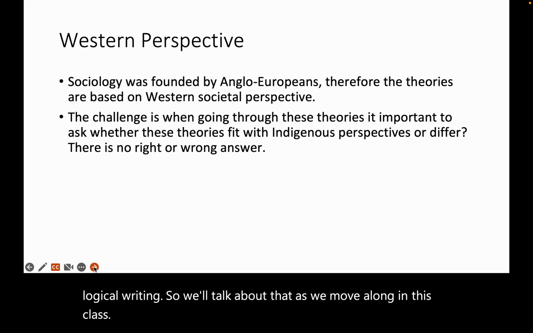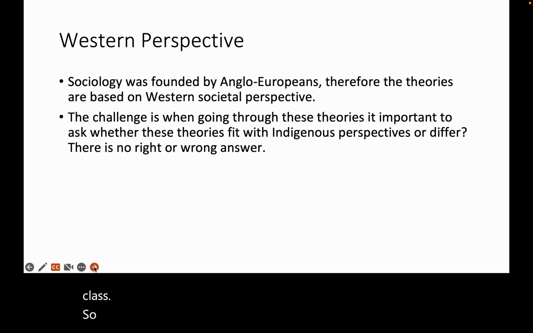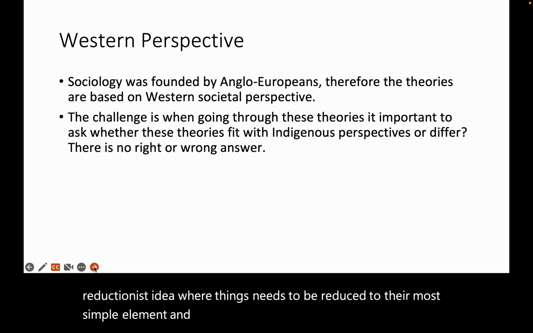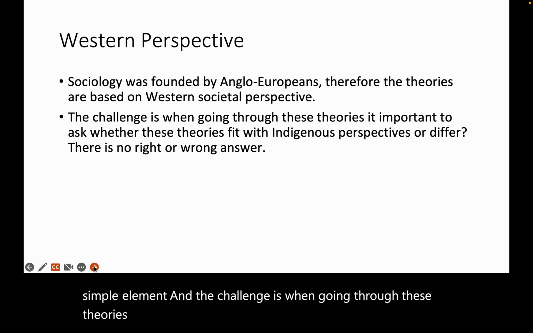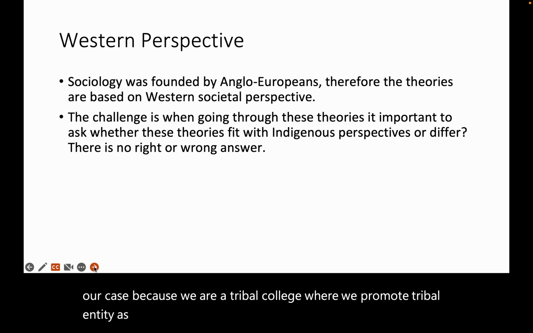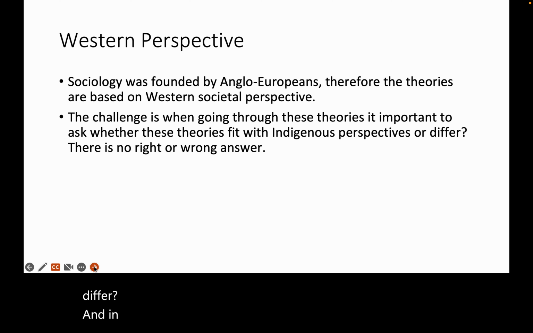So again, sociology was founded on an Anglo-European idea. It's a reductionist idea where things need to be reduced to their most simple element. And the challenge when going through these theories is it's important to ask whether these theories fit, in our case, because we are a tribal college where we promote tribal identity, does it take into account the indigenous perspective or does it differ?